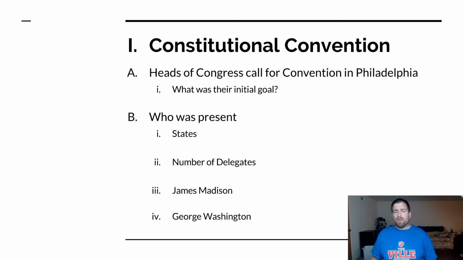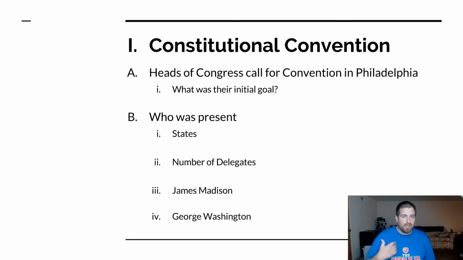Now, who was present? Twelve of the 13 states are present. Rhode Island decides not to attend. There are 55 delegates from those 12 states, and the two most important ones that we care about are James Madison and George Washington. Madison is initially picked to be the author of a stronger national government. However, by the end of this convention, he will be more fondly remembered as the author of the U.S. Constitution and basically the father of the U.S. Constitution. We'll get to that in a second.